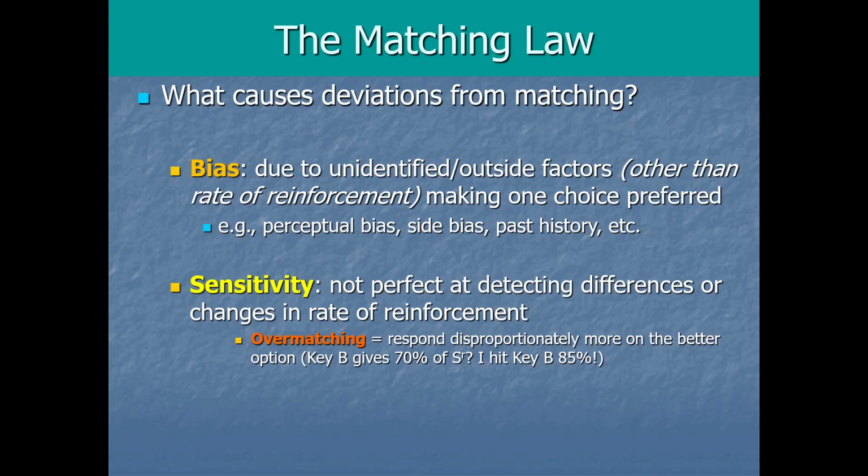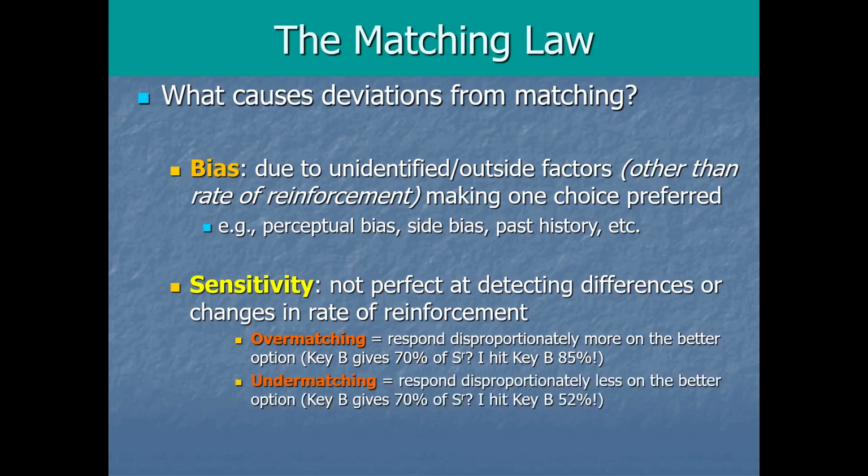So for example, key B, the second option, the green one on the right, might be paying off 70% of the reinforcers. So I should be spending 70% of my behavior there. If I was doing perfect matching, if I was really maximizing my payoff, I should be spending 70%, but I actually am hitting key B 85% of the time. That would be overmatching. Basically, your brain did figure out that key B is the good one, but you're kind of overdoing it on key B. That's overmatching. You were a little too sensitive, kind of.